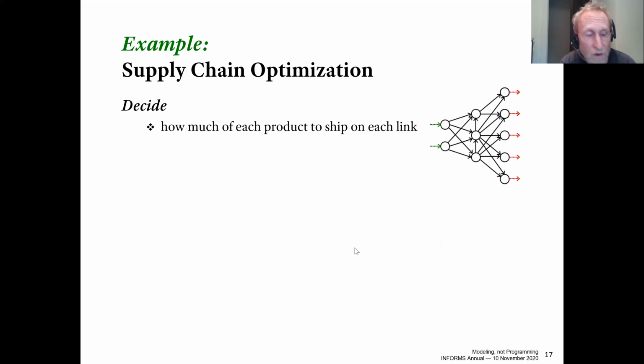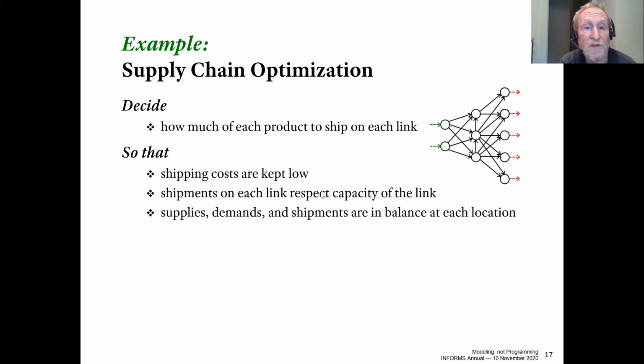So you see there are a large number of decisions, which is what we expect in an optimization problem in analytics. And we want to keep the shipping costs low. That's our objective. And we want shipments on each link to respect capacities. And at each one of these locations, we want the supplies and demands and the shipments to be in balance. So now given this problem, I can consider how each of the two approaches might deal with it.